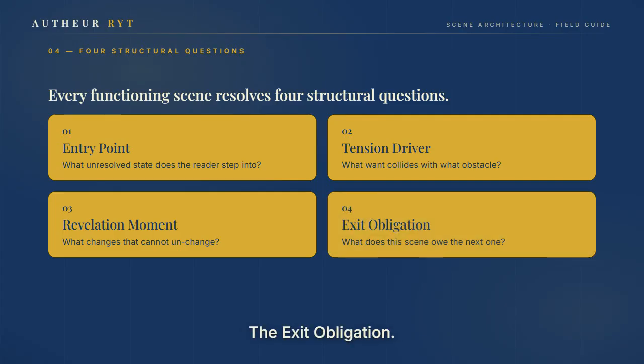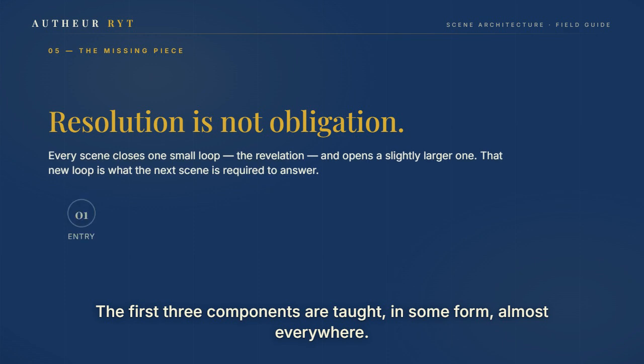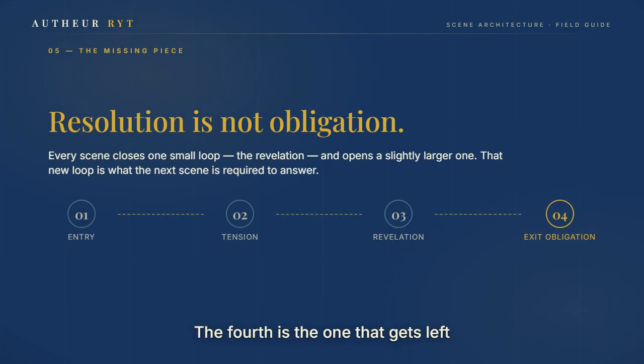And component 4, the exit obligation. The question: what does this scene owe the next one? That one needs its own minute, because it is the one almost everyone leaves out. The first 3 components are taught in some form, almost everywhere. The 4th is the one that gets left out, and it is the one that decides whether your reader turns the page. Here is the distinction that matters.